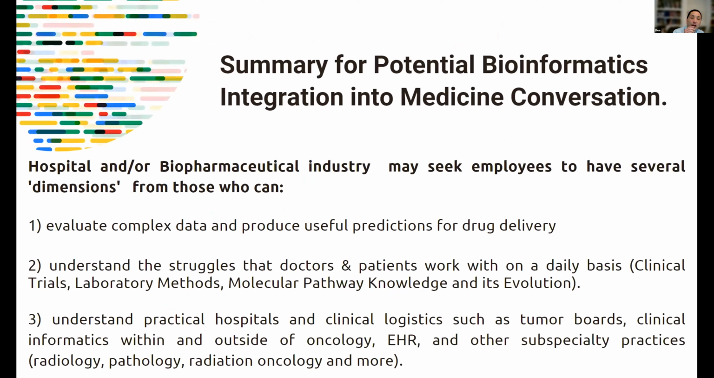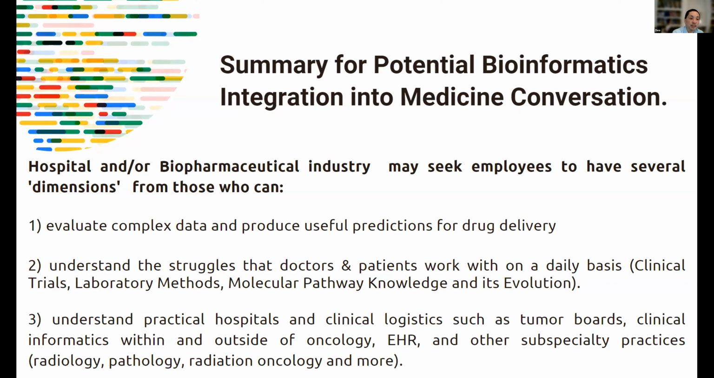So in summary, I tried to think about what would make us valuable, right? If from a pharmaceutical, if that's where we want to go, or be in a hospital, they want to have employees, I believe, and this is subject for debate, ones that can evaluate complex data and produce useful predictions for drug delivery.